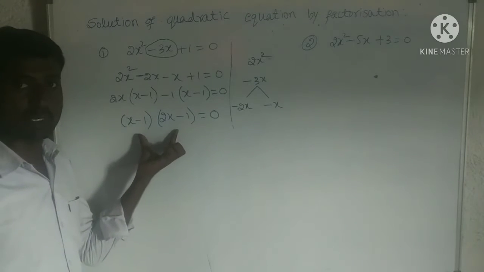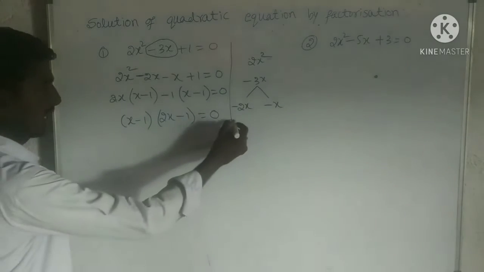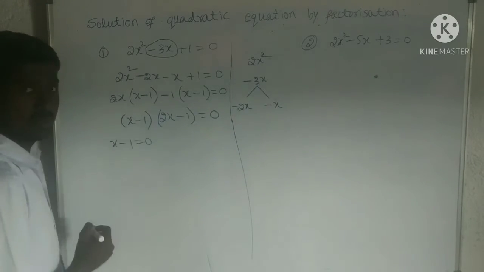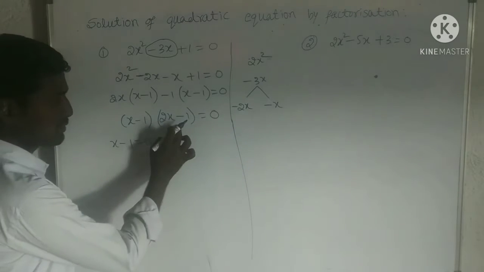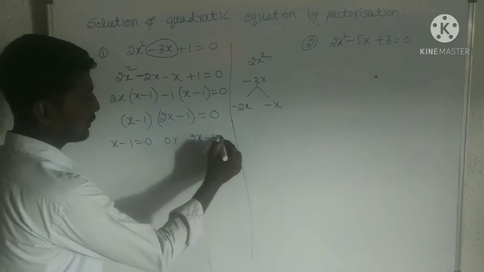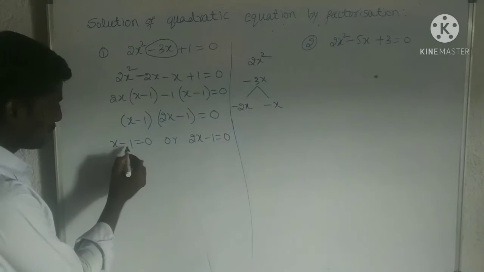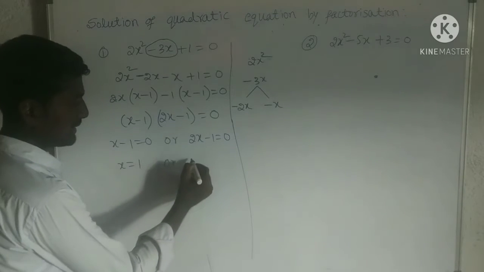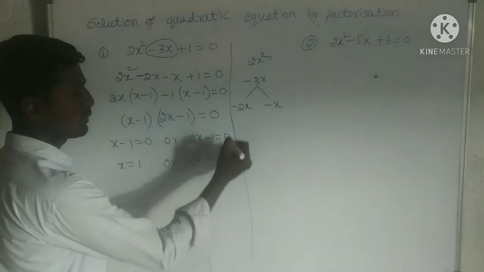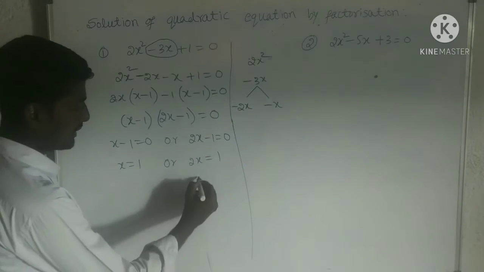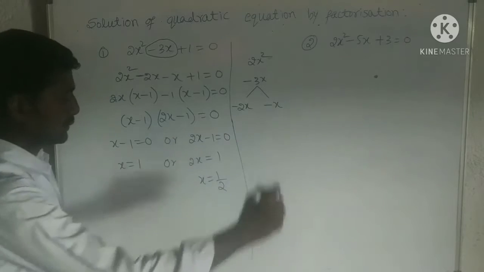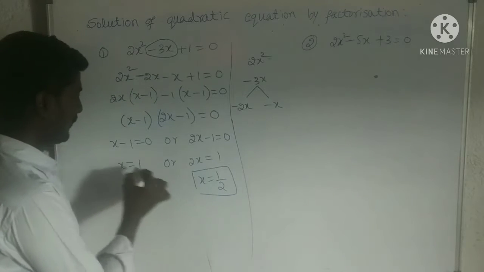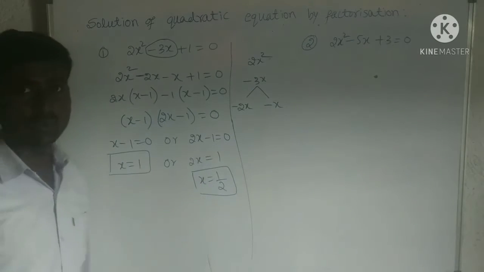Now I got the product of two terms. Now here I can write x minus 1 is equal to 0, or one more is what? 2x minus 1 is equal to 0. Now let us take this minus 1 to that side. x is equal to plus 1, or here 2x is equal to minus 1 goes to that side, it will become plus 1. Now x is equal to what? 1 divided by 2. Now I got two values of x, that is x equal to 1 and x equal to 1 by 2.